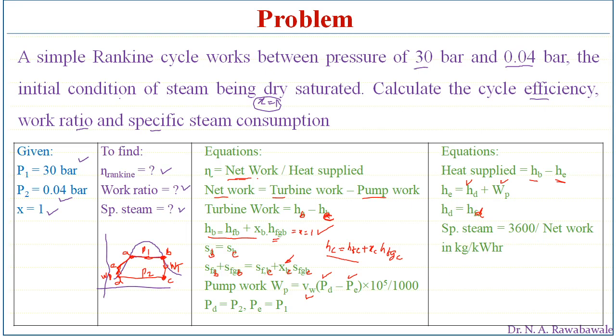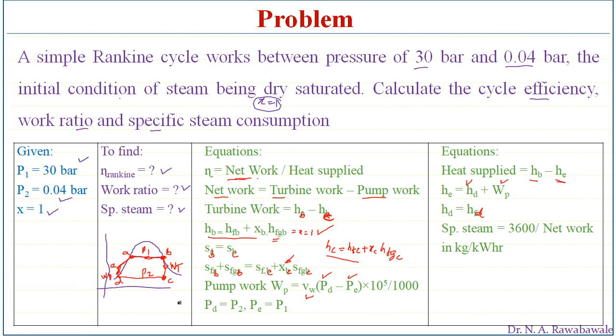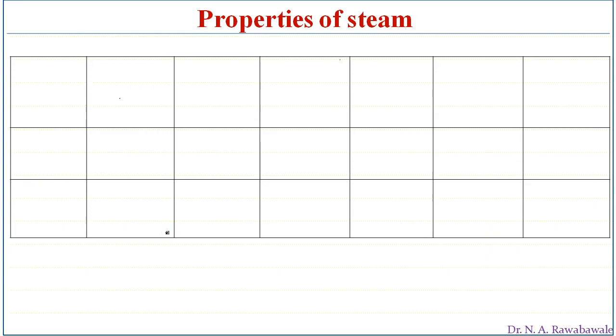So now to start with the solution, we must first of all find out the properties of steam from the steam table. We have two pressures. One is a pressure of 30 bar, another is a pressure of 0.04 bar. These two pressures, we will write down certain values from the steam table. I have already explained how to read the steam table. Now from the steam table we will collect some values. So what values are required from the steam table? Pressure table we will take.